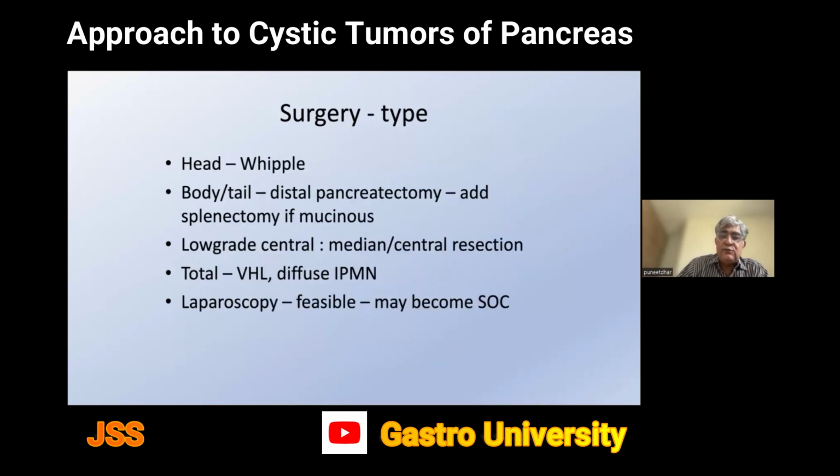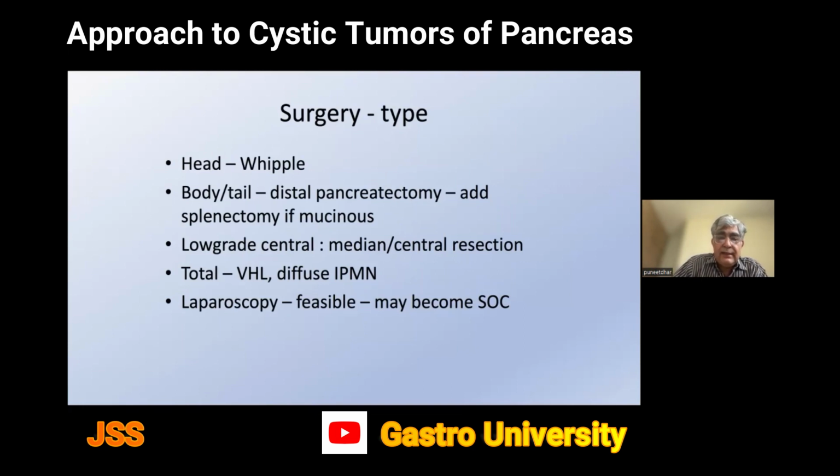So the type of surgery, of course, follows wherever the lesion is. For mucinous tumors, we tend to add some kind of lymph node resection, especially if there is a doubt of malignancy. So you add a splenectomy, you add a lymph node dissection. If it's a low-grade central tumor, like typically the SPENs tend to be there in the middle pancreas, you can do a median or central resection, despite the fact that you have two cut ends.